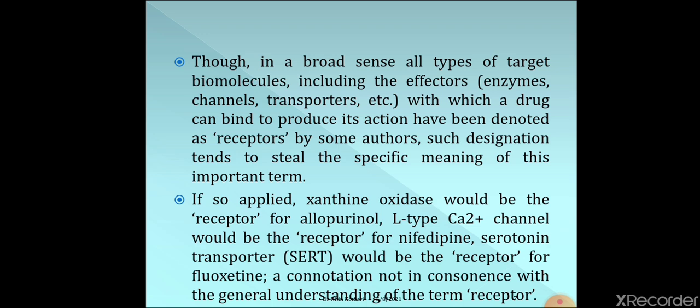So this slide can be read: though in a broad sense all types of drug biomolecules, including the effectors, which include enzymes, channels, transporters with which a drug can bind to produce its action, have been denoted as receptors by some authors of books. Such designation tends to steal the specific meaning of this important term.